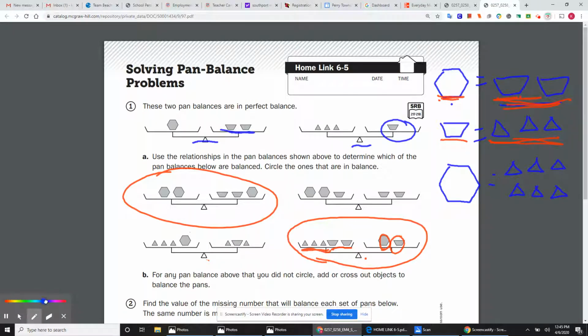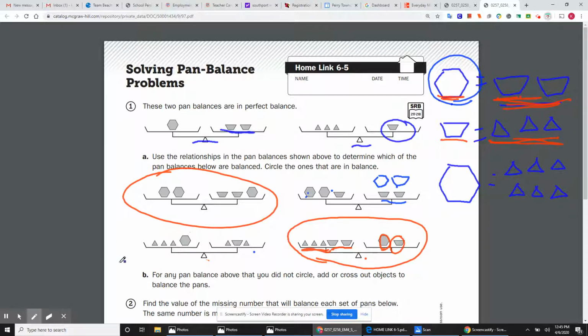All right, for letter B, now it says for any pan balance above that you did not circle, add or cross out objects to balance the pans. Okay, so we're looking at these two now because we did not circle any. So here I have 2 hexagons and a half of a hexagon. This we know equals the same as 1 hexagon. So I could add another hexagon to this side. I'm going to do my best to draw it on here. Okay, and now I would have a total of 2 hexagons, and I need 1 more half of a hexagon, and that would make both of those balanced.